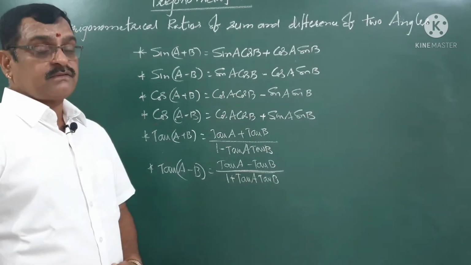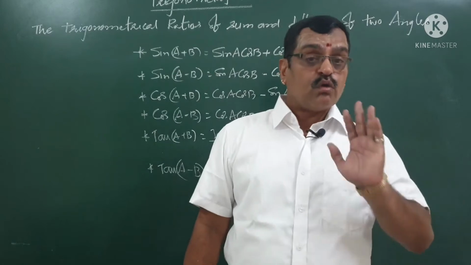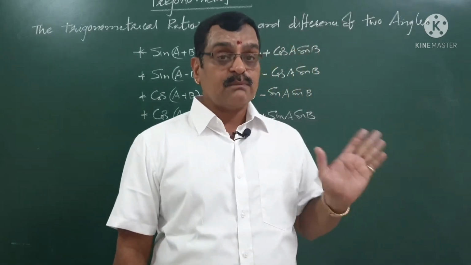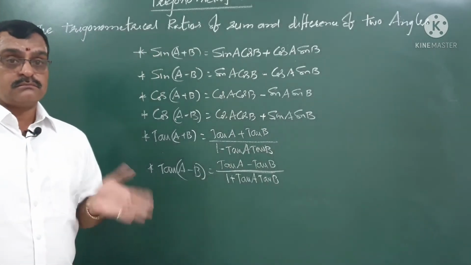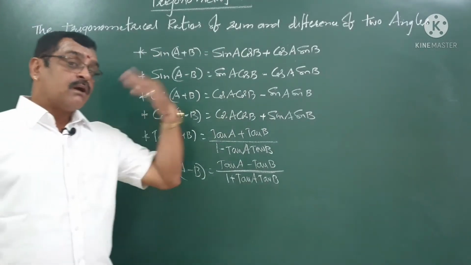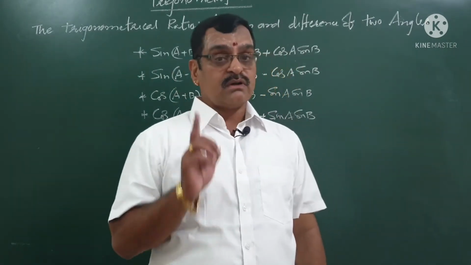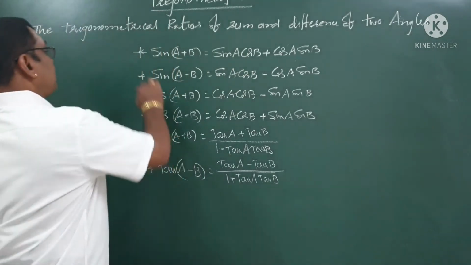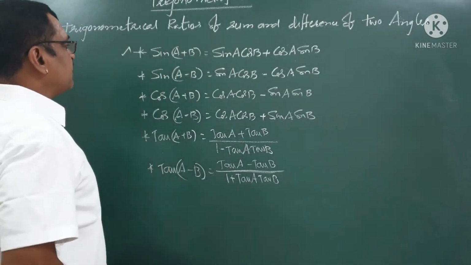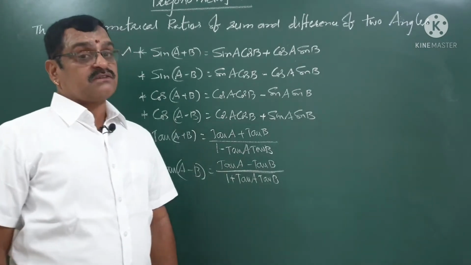Now my advice is, if you are only concerned with board level, don't break your head learning the proofs. Just memorize the identities. But if you are looking beyond board examination level, yes, definitely you have to learn the proofs. Okay. Now I will prove one by one. First proof: sine of A plus B is equal to sine A cos B plus cos A sin B.